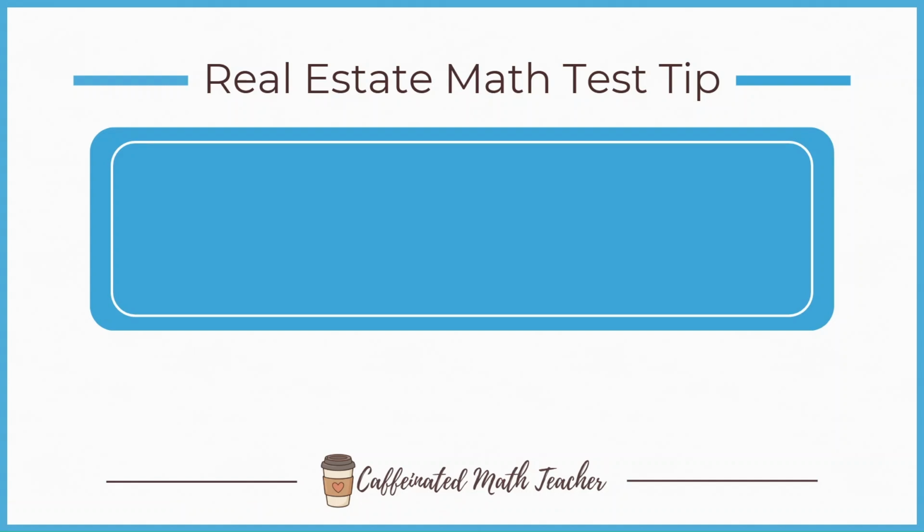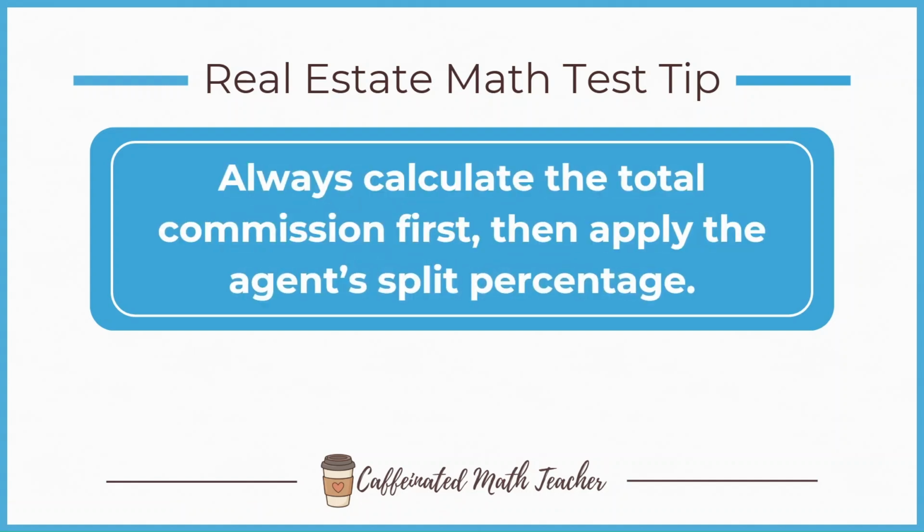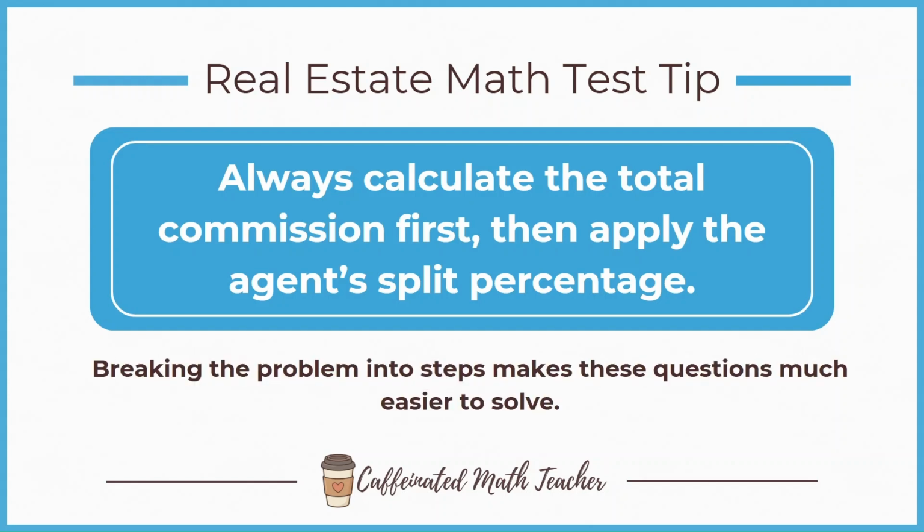Here's a quick tip for commission split questions. Always calculate the total commission first and then apply the agent's split percentage. Breaking the problem into these 2 steps makes commission split problems much easier to solve and helps prevent common mistakes.